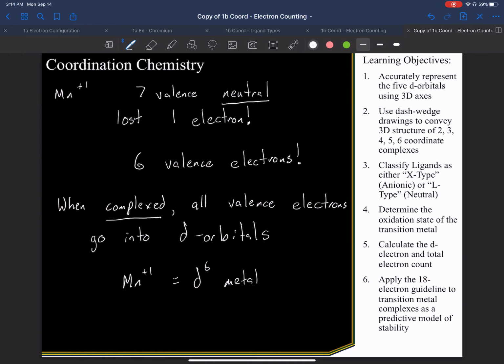Right? We're going to talk about d electron counts a lot in this course. It's actually going to be probably more useful to be able to count up d electrons than it will to count up the total number of electrons for a complex. Right? So this is how we can calculate the d electrons. It's just the valence electrons of the metal minus the oxidation state. Right? So the d electrons equals valence electrons minus the oxidation state.